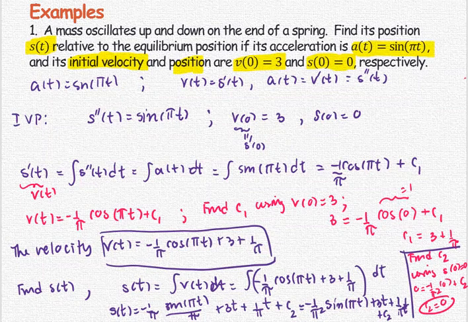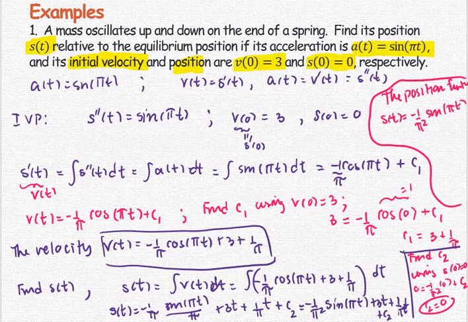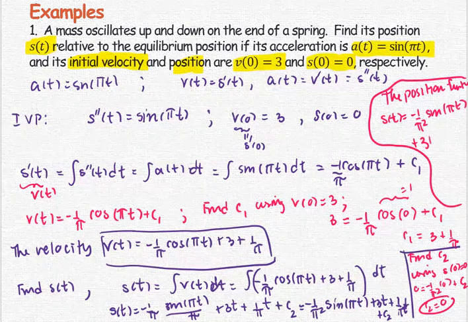Now, we summarize it: the position function s(t) is in the form of negative 1 over pi squared multiplied by sine of pi t plus 3 times t plus 1 over pi times t.